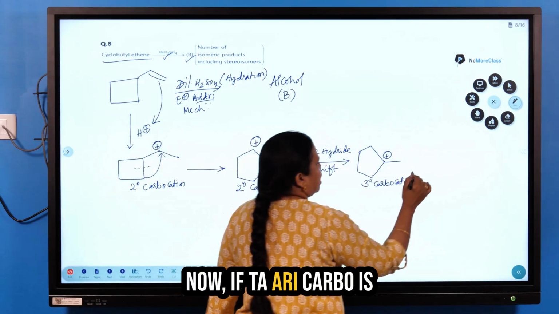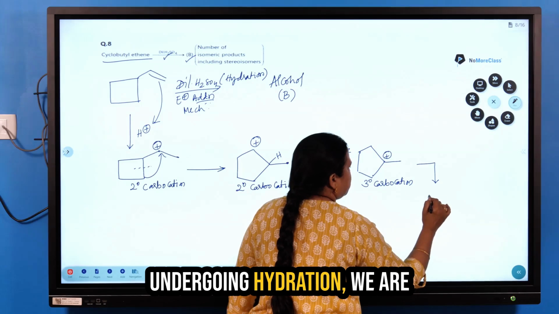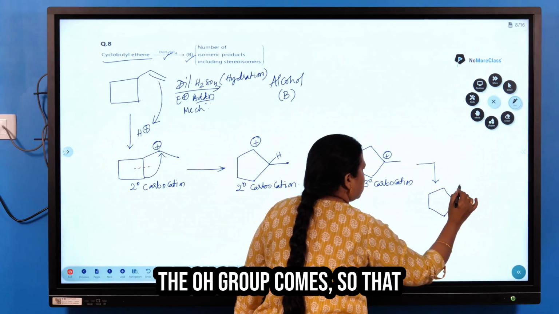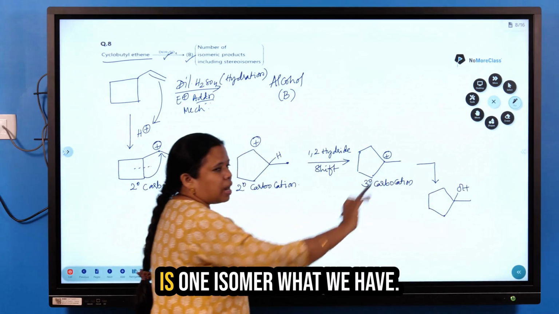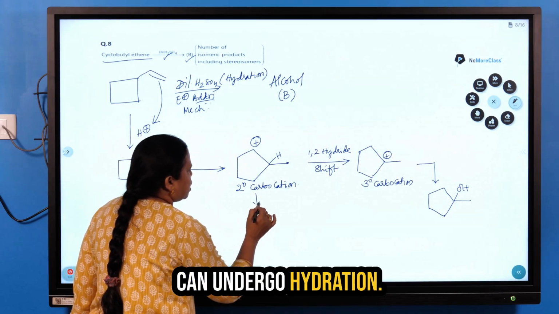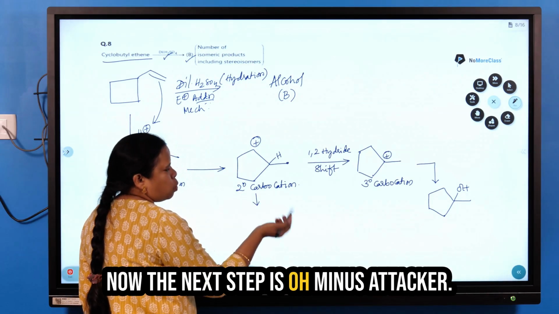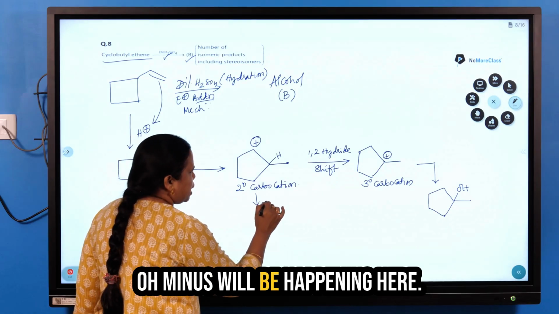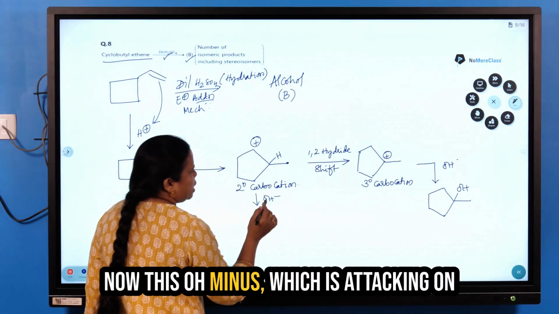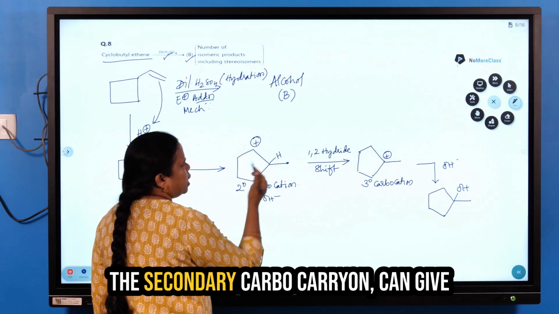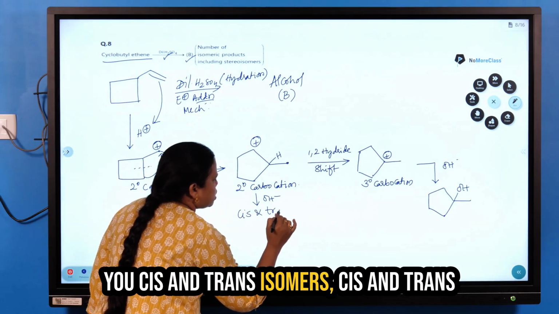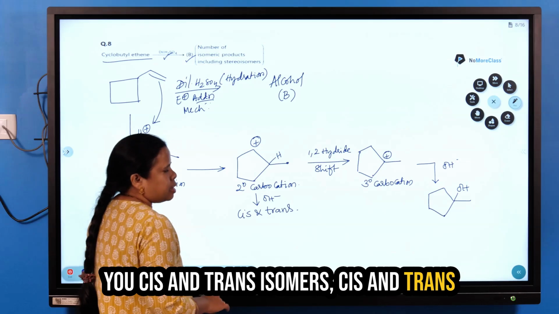Now, if the tertiary carbocation is undergoing hydration, we are going to get a tertiary alcohol. Here the OH group comes. So that is one isomer what we have. Now, the secondary can undergo hydration. The next step is attack of OH minus, which will be happening here. Now, this OH minus which is attacking on the secondary carbocation can give you cis and trans isomers.